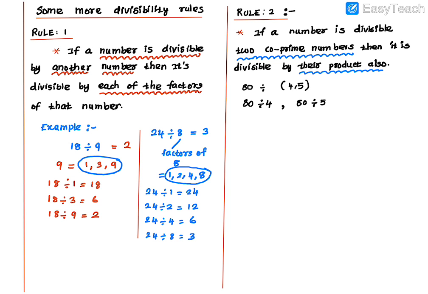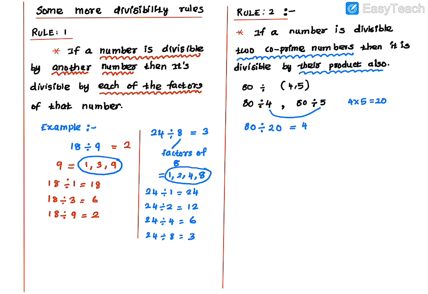So what is the product of 4 and 5? 80 can be divisible by 4, and 80 can be divisible by 5. So what is the product of these numbers? 4 and 5, you have to multiply, okay? So 4 into 5 is 20. That means 80 can be divisible by 20 also. So here, 4 20s are 80.